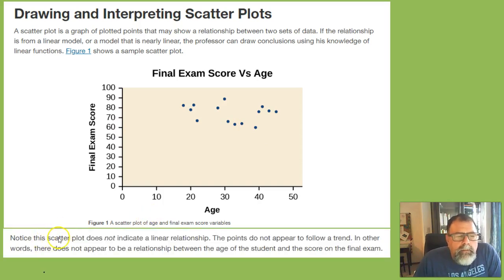Notice that this scatter plot does not indicate a linear relationship. The points do not appear to follow a trend. In other words, there does not appear to be a relationship between the age of the student and the score on the final exam. The points are kind of scattered everywhere. It doesn't look like the younger the age, the lower the score, and the older the age, the higher the score, right? It's just all over the place.